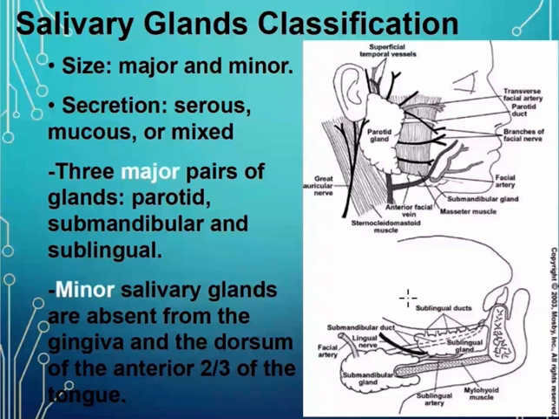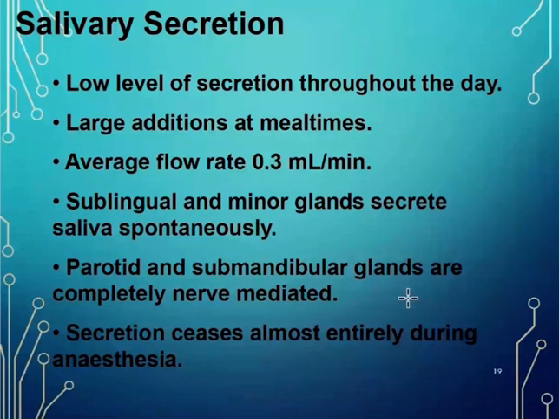Now, about the salivary secretion, this is all an introduction of the salivary glands. We have low levels of secretion throughout the day, and we have large additions periodically from the major glands at meal times, for example. On average, we have 0.3 ml per minute, so mostly 500 to 700 ml of saliva is secreted each day. When we say each day, it's at a rate of 0.3 ml per minute.